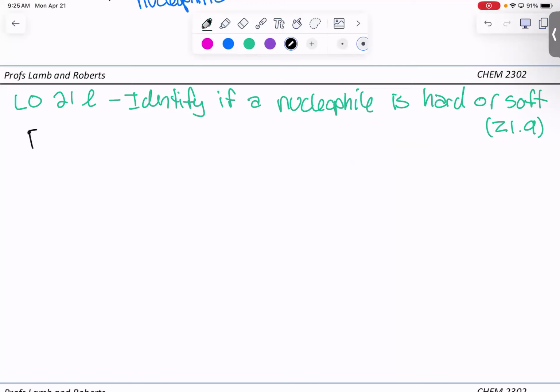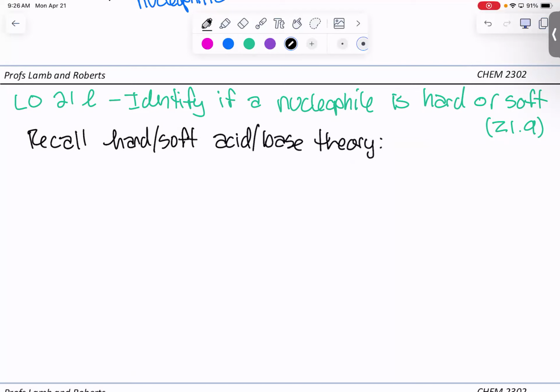Okay, so let's recall what hard, soft, acid, base theory is. One of the things we need to think about in hard, soft, acid, base theory is localization: where is the charge localized. It turns out that nucleophiles are very much just bases, where your electrophile is a proton. Sometimes you think those are really different things, but actually a nucleophile is just a base.